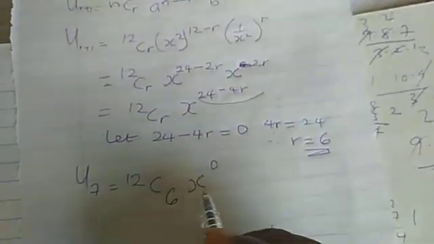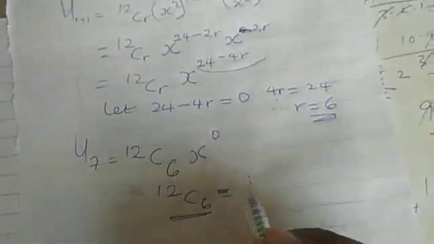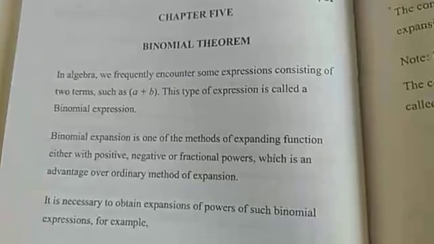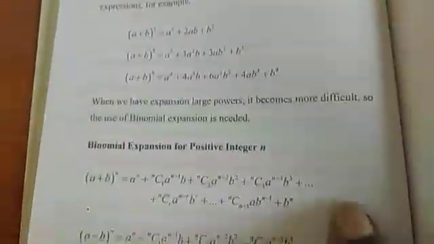Since r is 6, I can come here. Then the u7 will be 12 combination r. What's our r? 6. S raised to power 24 minus 4r will be 0. We don't need it again. So finally, the constant term will be 12 combination 6. So you should find that assignment. So that is it about binomial expansion. It's on binomial expansion. You can pause and check it.